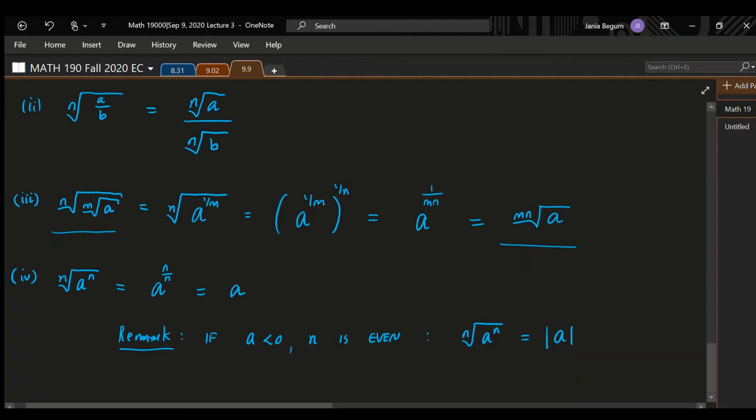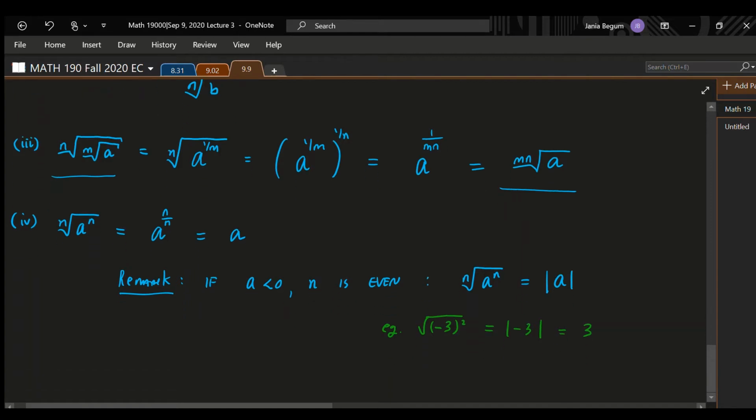Okay, let me give you an example to illustrate this a tiny bit. Suppose you want to evaluate something like this. Say the square root of negative 3 squared. So I'm looking at something like this. What will be the result of this?